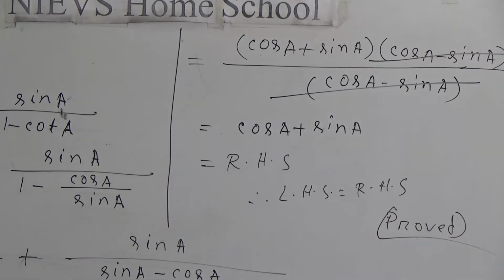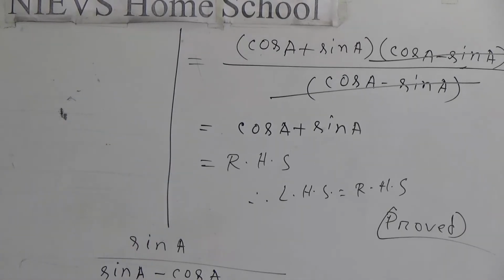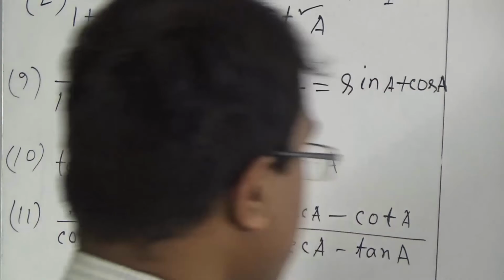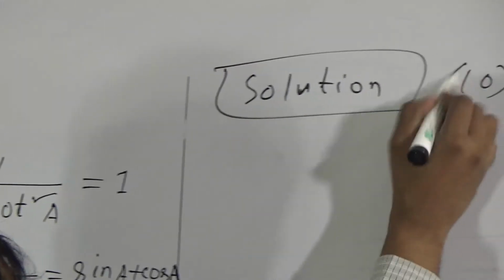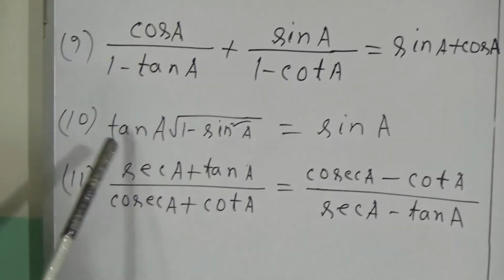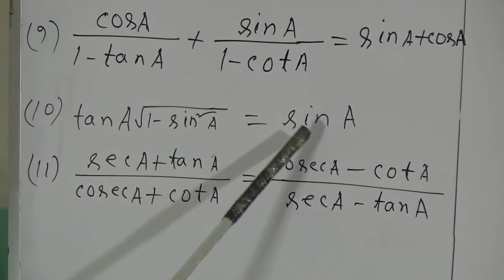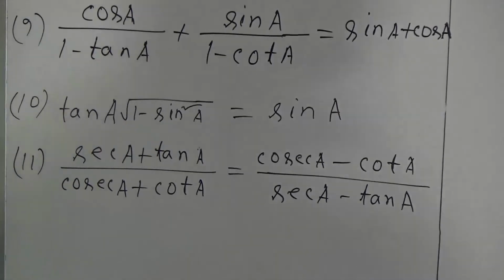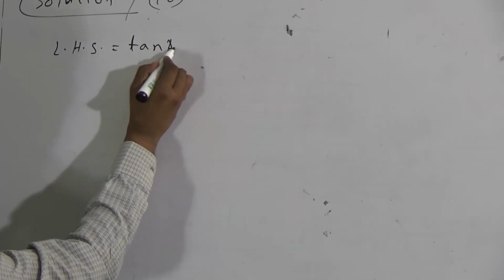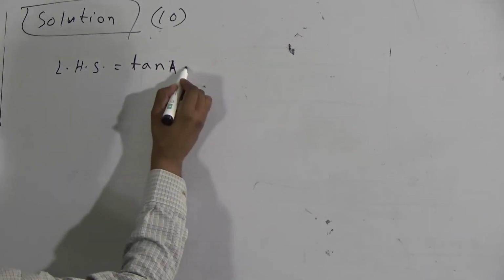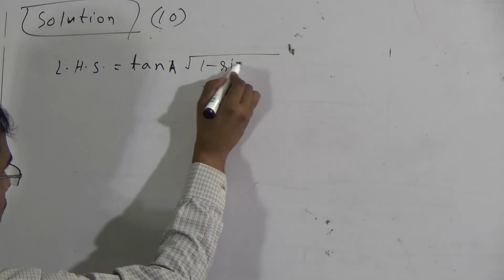Dear students, we have solved 9 number. Now we'll solve 10 number. The question is tan A into root over 1 minus sin square A equal to sin A. Here left hand side is tan A into root over 1 minus sin square A. Therefore left hand side is equal to tan A into root over 1 minus sin square A.